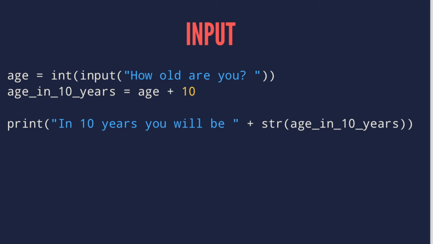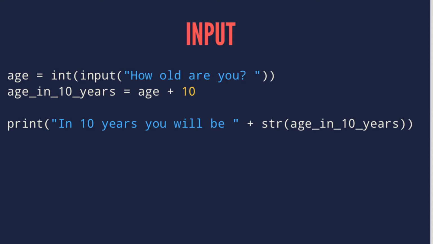So the first thing we're doing is getting the age. And then underneath we've got the variable age in 10 years, and that we can do age plus 10. Then we're going to print out "in 10 years you will be", and then we're casting it again to string, age in 10 years.